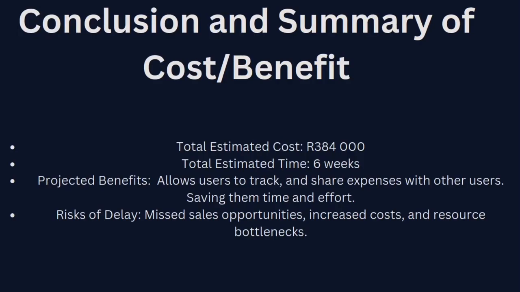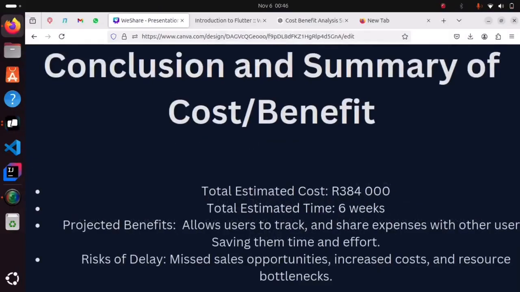So the total estimated cost is 384,000 and the estimated time is 6 weeks. The projected benefits: it allows users to track and share expenses with other users, saving them time and effort. So risks of delay: missed sales opportunities, increased costs, and resource bottlenecks. Done.